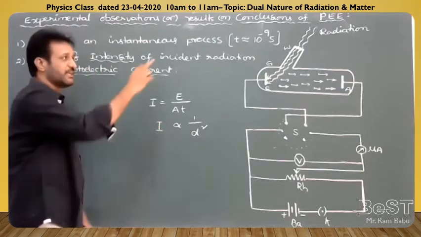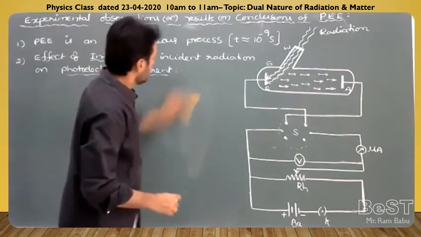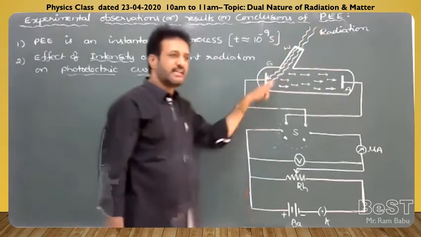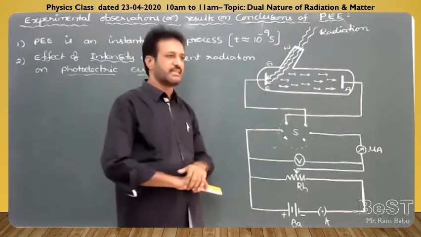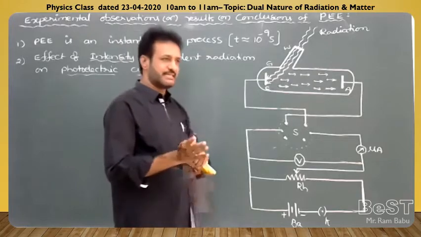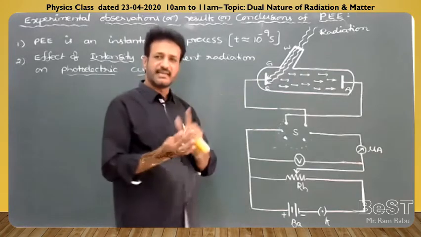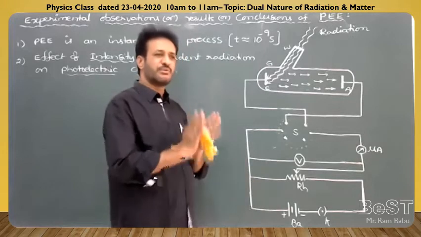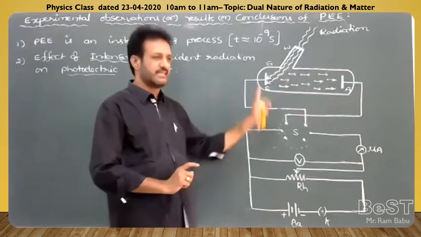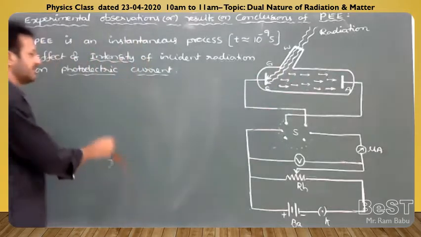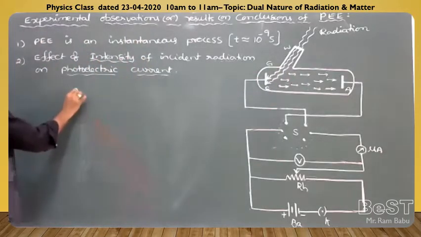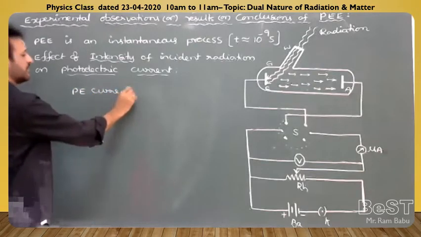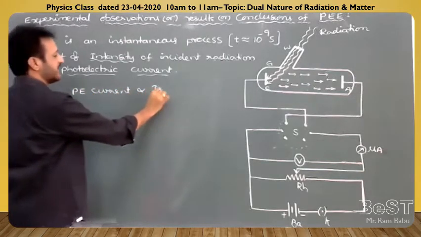Now how are we going to change the intensity? By varying the distance between this ultraviolet lamp and the metal, we can automatically change the intensity of the light. So by keeping the metal fixed, the frequency of the radiation fixed and the applied voltage constant, we only vary the intensity of the light and see how the current changes. What did the experiment observe? Photoelectric current is directly proportional to the intensity of the light.